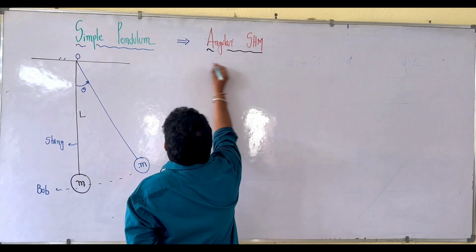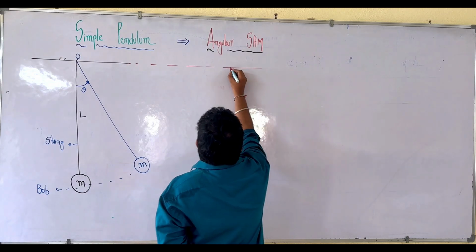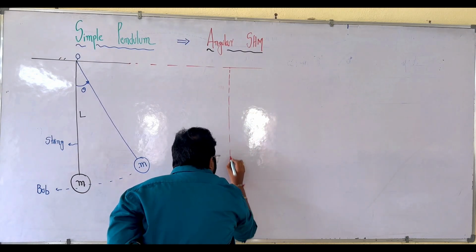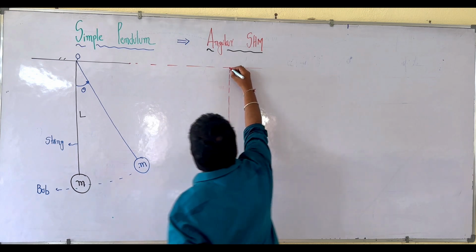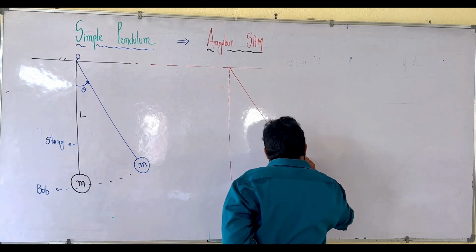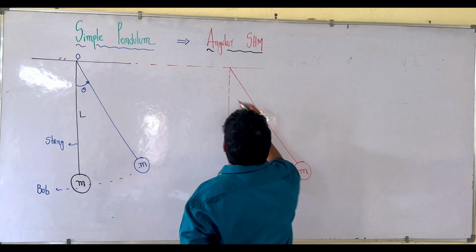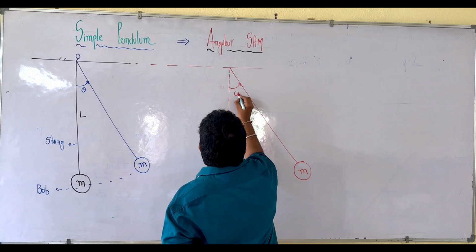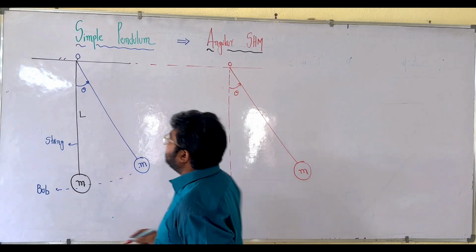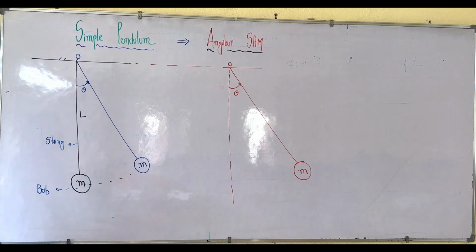How to draw the free body diagram? Focus here. This is the way to draw the free body diagram. Angular disturbance. This is theta about the pivot point. You are giving disturbance about point O.